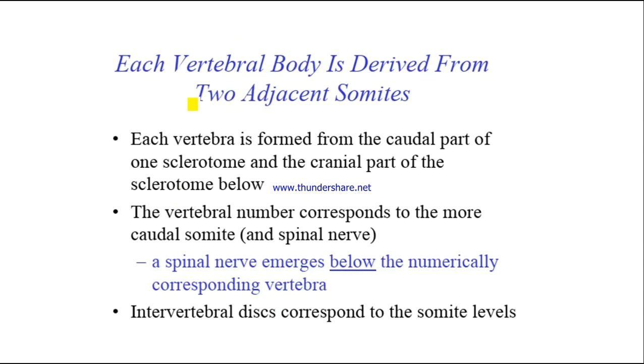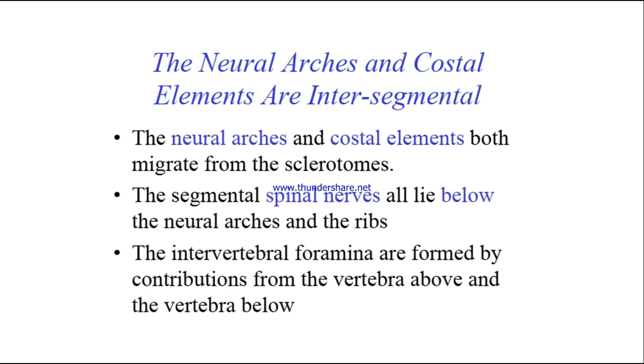So each vertebral body is derived from two adjacent somites, and so each vertebra is formed from the caudal part of one sclerotome and the cranial part of the sclerotome below. The vertebral number corresponds to the more caudal somite and spinal nerve, and a spinal nerve emerges below the numerically corresponding vertebra, and the intervertebral discs correspond to the somite levels themselves.